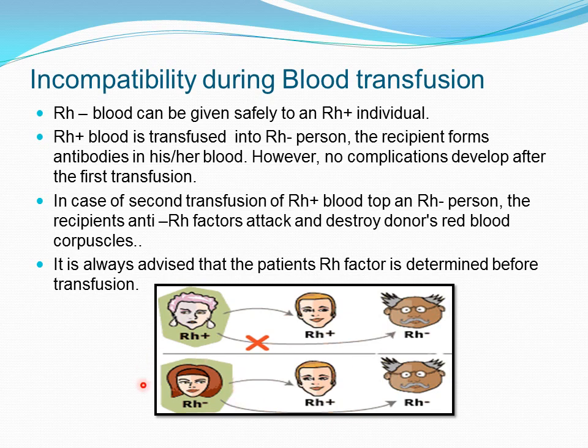The same thing happens in case of an Rh negative person donating blood to an Rh positive person, which may be fatal. We should determine the Rh factor first before transfusing the blood. So let us move on to the next one, where we can see how this happens when a person is pregnant and there is an incompatibility of Rh positive and Rh negative factor.